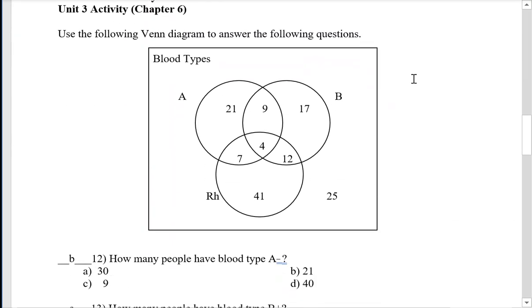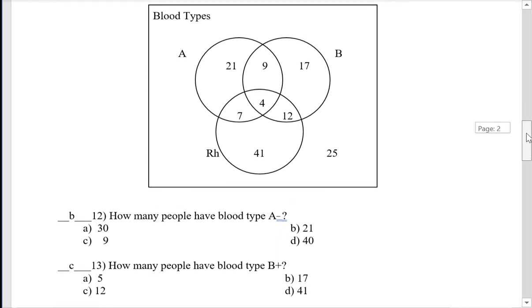Now this example was about blood types, and we were looking at a visual approach to overlapping sets and possibly complements, or things that don't overlap. So this is a Venn diagram of blood types. Let's take a look at this. How many people have blood type A negative? You have A, B, or an Rh factor in your blood, or maybe none of them.